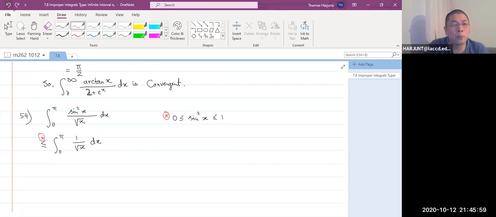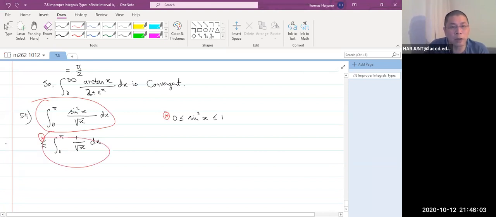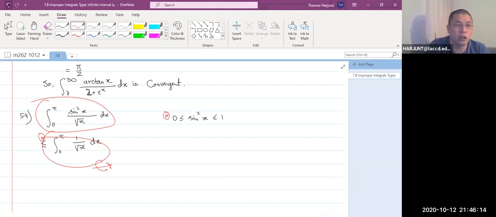So instead of computing the original, I compute something greater and want to show that this is convergent. If I can bound it above by a convergent integral, then the integral of the smaller function must be convergent.